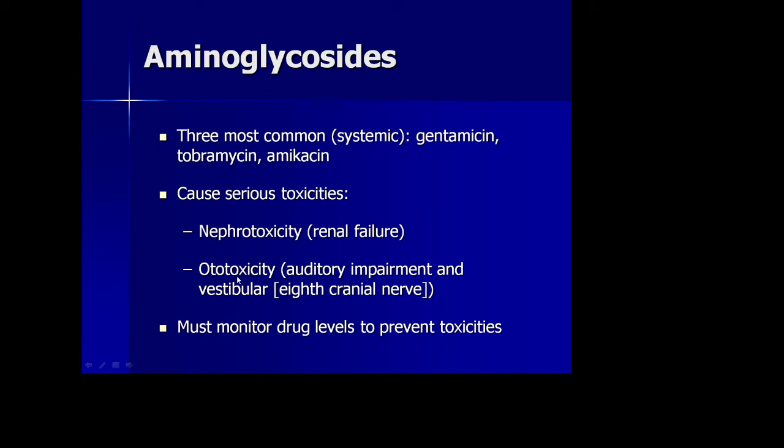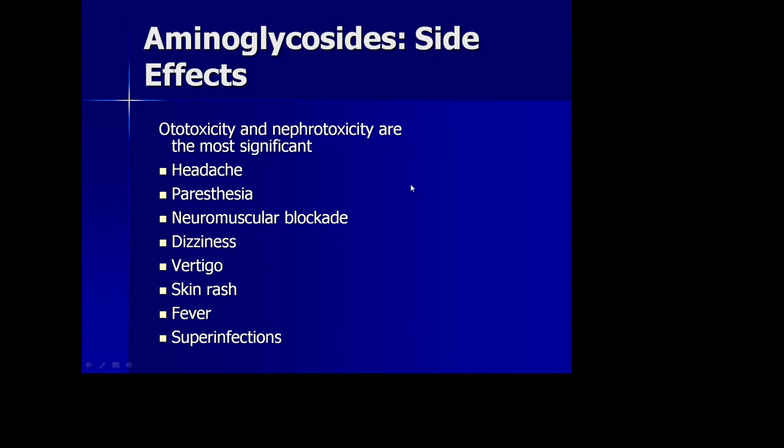The major toxicity is ototoxicity, which means auditory impairment and damage to the vestibular and eighth cranial nerves. Therefore, drug levels must be monitored to prevent this toxicity. Right. Next are other side effects of these aminoglycosides. Mainly ototoxicity and nephrotoxicity, which are the most significant. Others are headache, muscular blockade, paresthesia, dizziness, vertigo, skin rashes, fever, and superinfections.